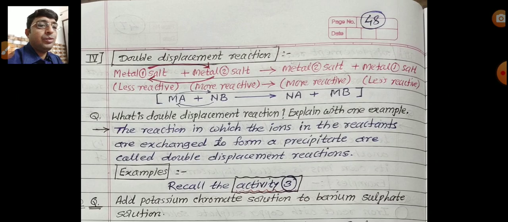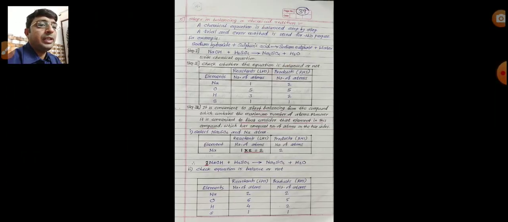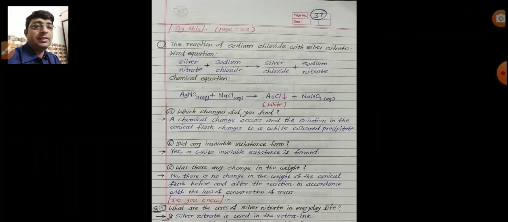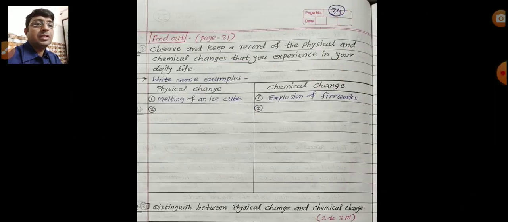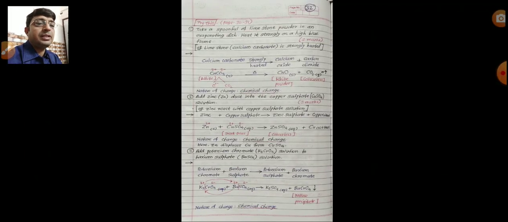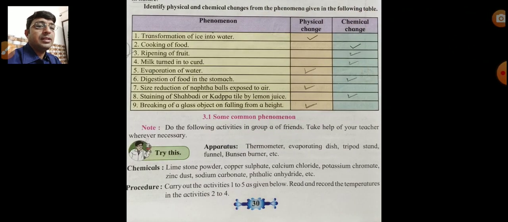In this way, today we learned the 4 types of reaction. First one is combination reaction. Second one is decomposition reaction. Third one is displacement reaction. Fourth one is double displacement reaction.